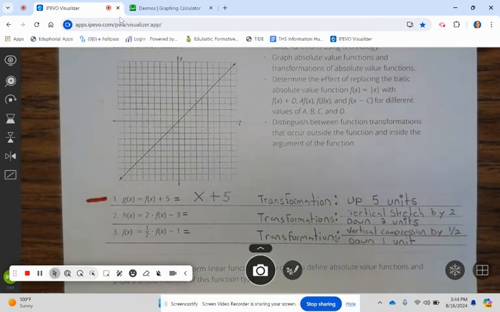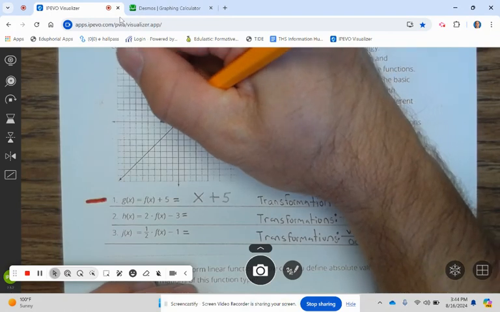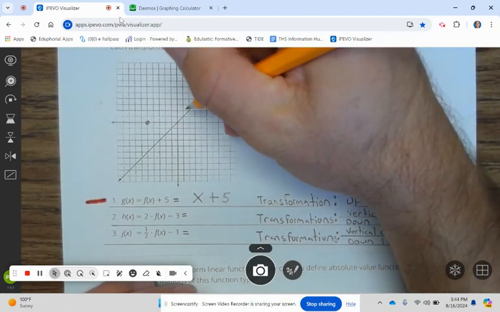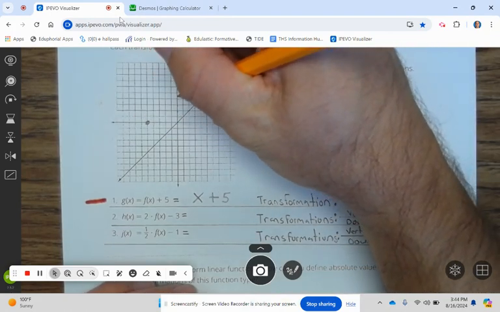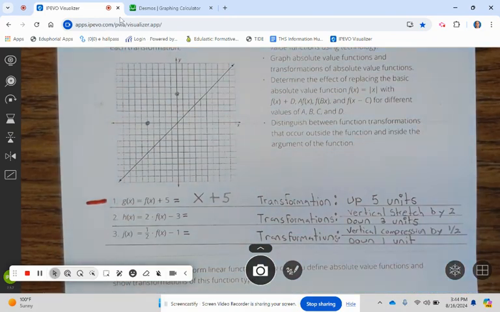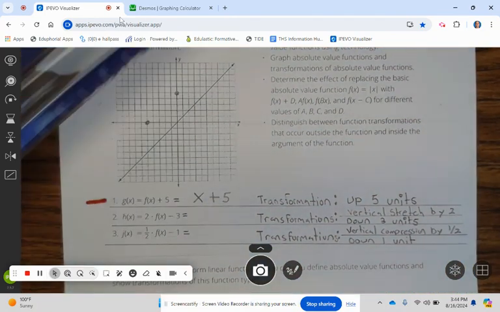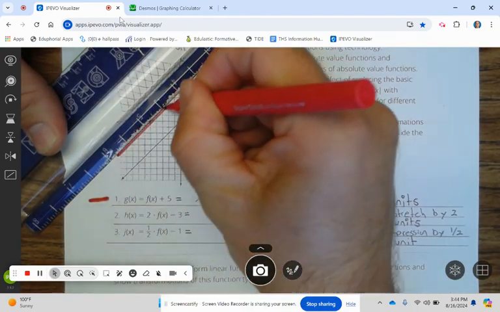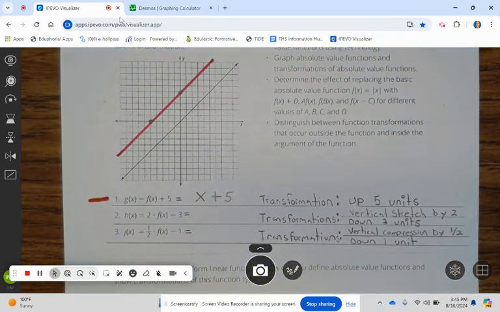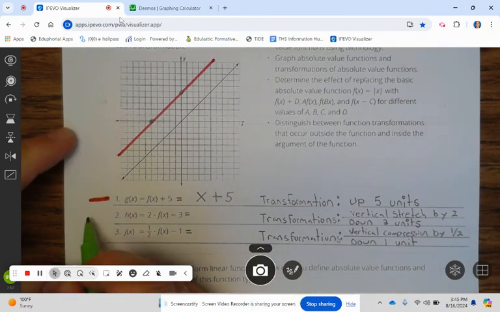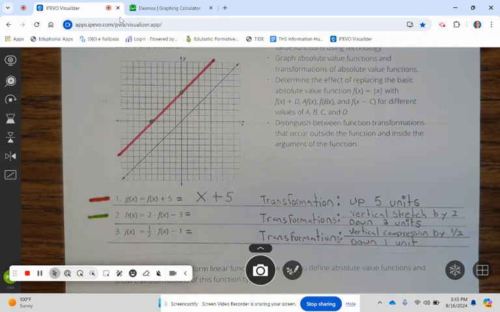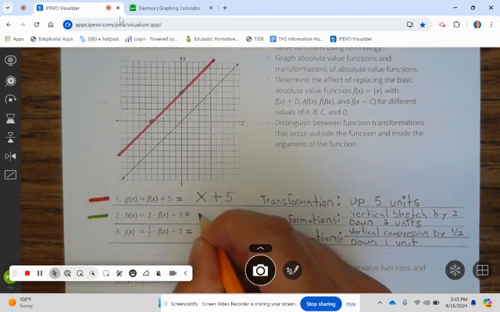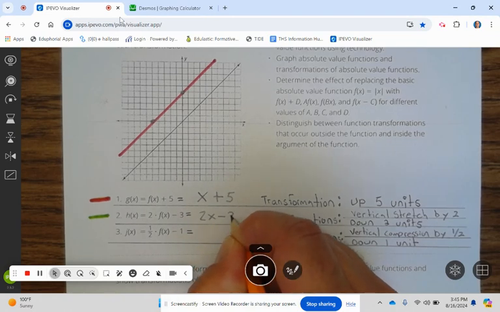All right, so -5, 0. So -1, 2, 3, 4, 5. 0, 1, 2, 3, 4, 5. And the transformation is up 5 units. All right, let's go ahead and graph this one in green. So this 2 times f of x minus 3 can be written as 2x minus 3.